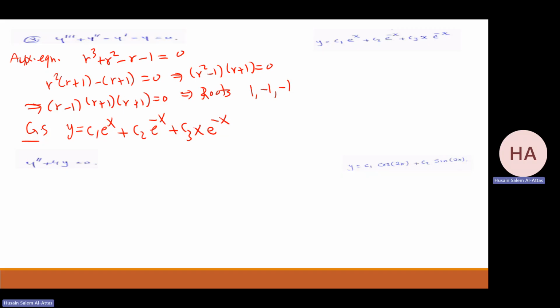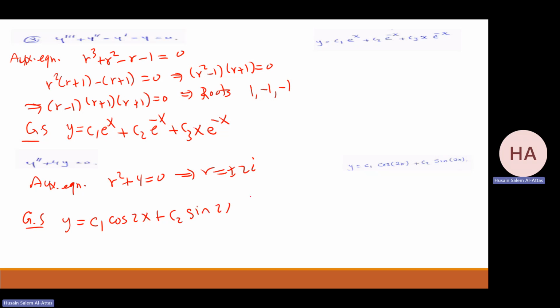Yeah, easy examples. Auxiliary equation r squared plus 4 equals 0, means r is plus or minus 2i. What will be the general solution? y equals C1 cosine 2x plus C2 sine 2x. And that will be the answer.